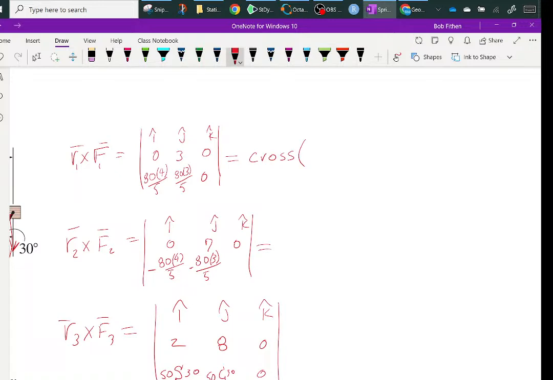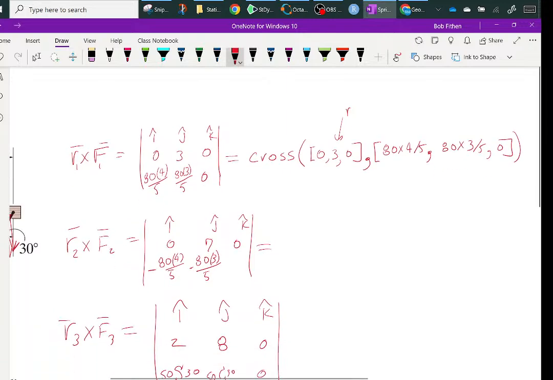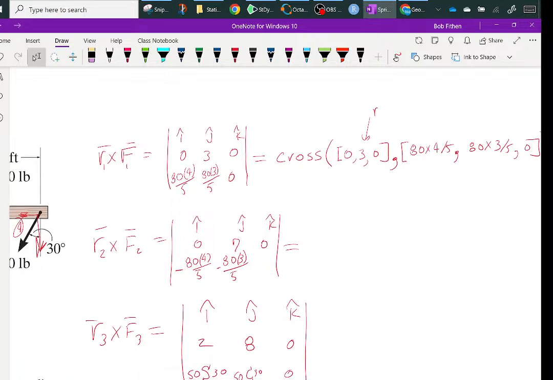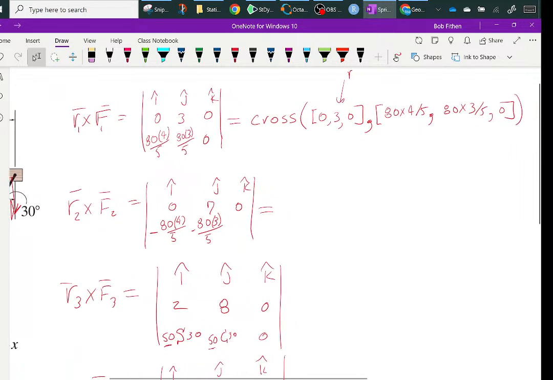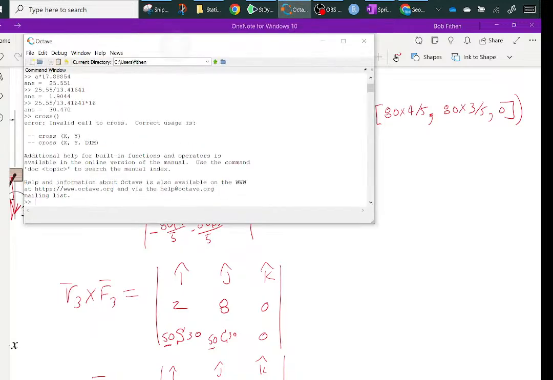cross, and then I put in here 0, 3, 0. So there's my vector, which is the R, and I'm going to put in, oh gosh, 80 times 4 divided by 5, and 80 times 3 divided by 5, and then nothing. So let me see how this does. Uh-oh, I can't draw it down. It's okay, I'll put it near the top, and I'll put Octave below it.